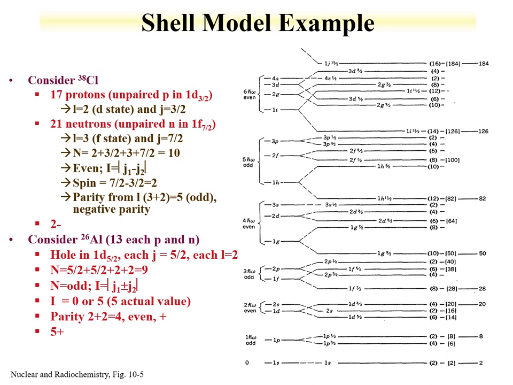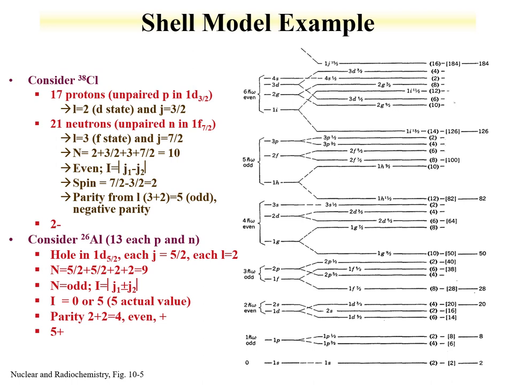The 21st neutron, there's 20, 21, is here in the 1f 7/2 state. So L is 3 for the F state, and J is 7/2. So the Nordheim number is just 2 plus 3/2 plus 3 plus 7/2. That's equal to 10. That's an even number.